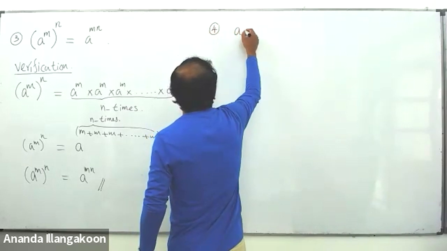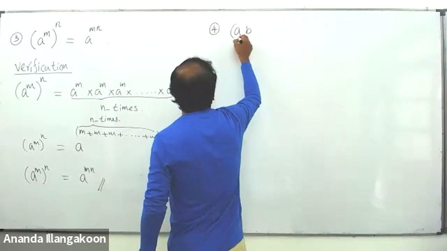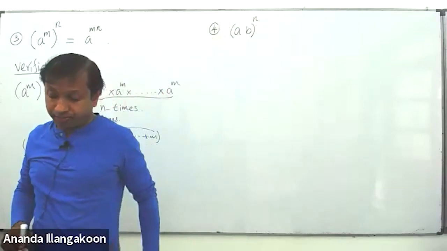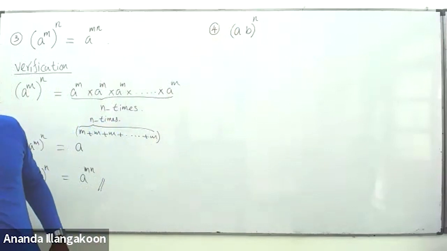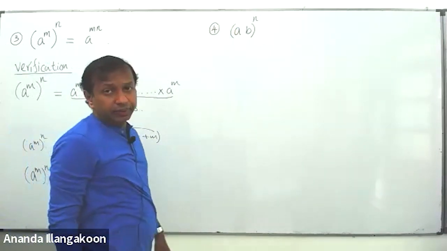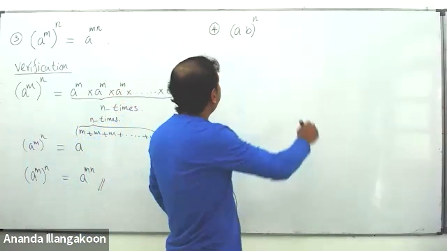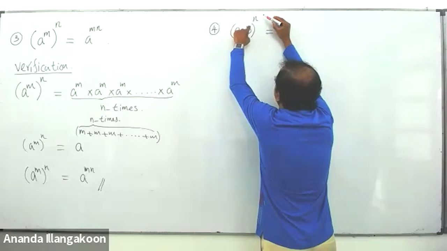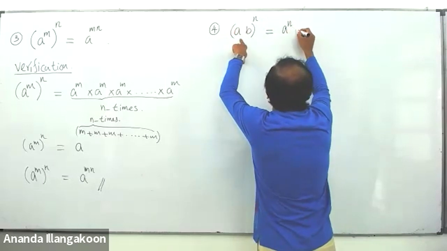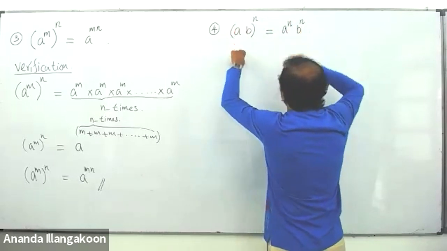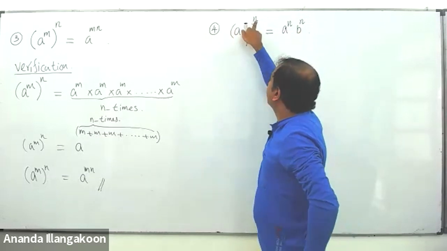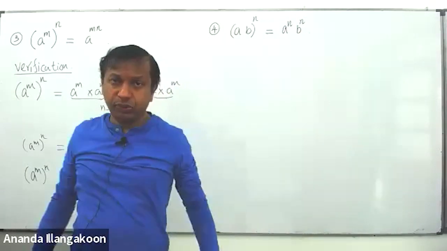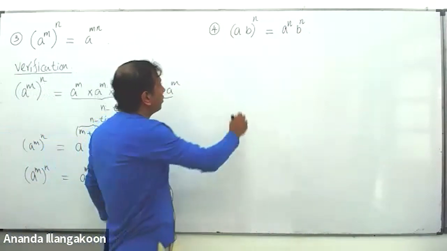Suppose we have a product here, AB, within brackets, that to the power n. Now you can write this, people, taking the power n of both A and B, like this: A to the power n into B to the power n. Both A and B should be taken to this power n. Understood? Okay. How to verify this now?